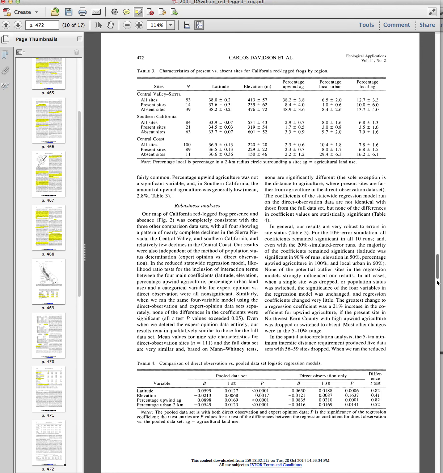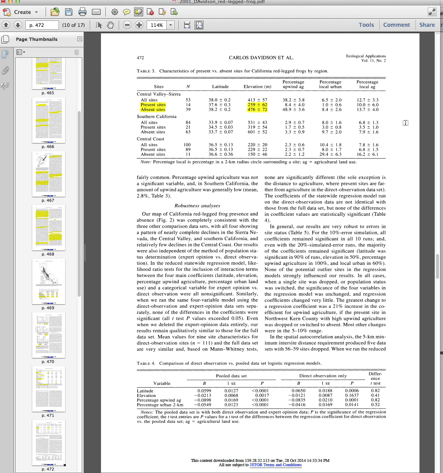So for this table 3, I want you to think about for which variables the means are different in present versus absent sites, right? So you have present sites here, absent sites here, and then the mean is what's showing in this table. So for instance, mean elevation for sites where frogs were absent was 476, whereas mean elevation for sites where frogs were present is 239. It doesn't tell you significance here, but that is a significant difference. It gives you the plus or minus, right? So you can figure out if it's significant or not by adding or subtracting it.